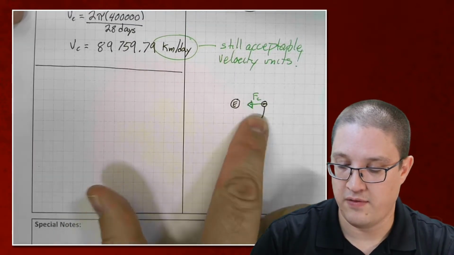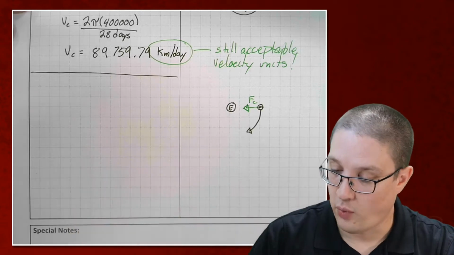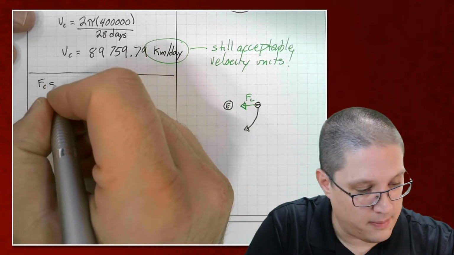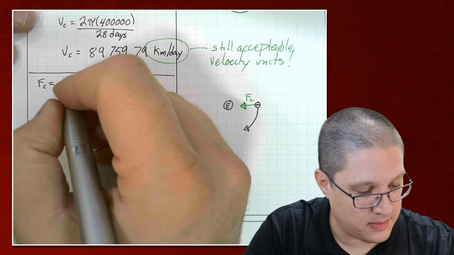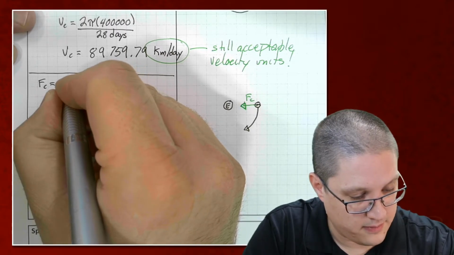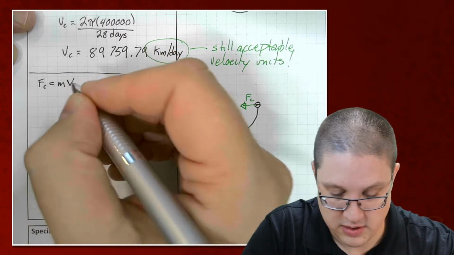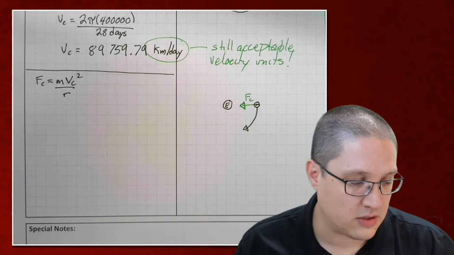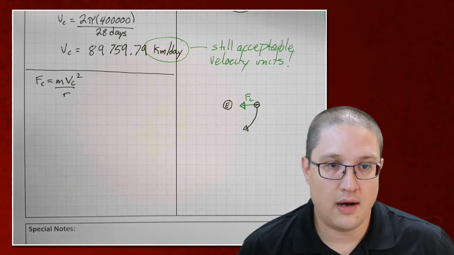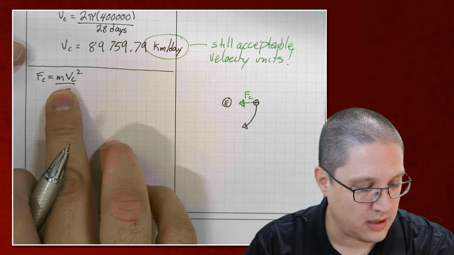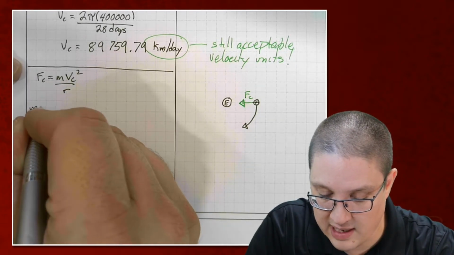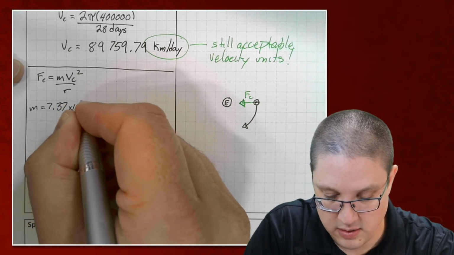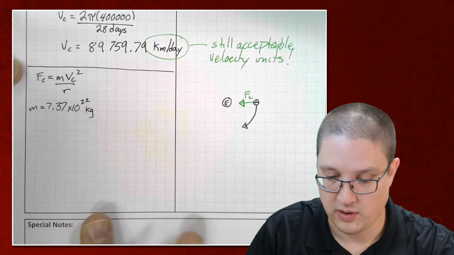I've got a moon and an Earth, and I'm trying to find the force. My force formula is mass times v, the circular velocity, squared divided by the radius. There we go, m v_c squared over r. Couple of things. I don't have the mass here. I actually should have put that in the question. So my mass is 7.37 times 10 to the 22 kilograms.